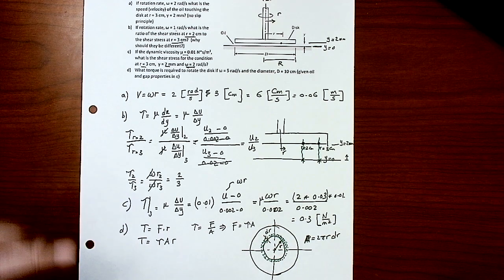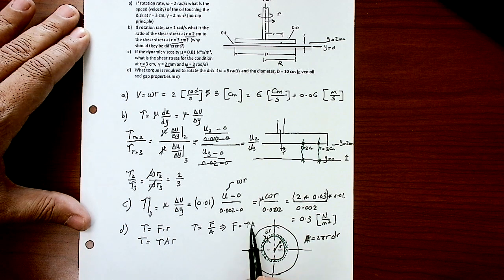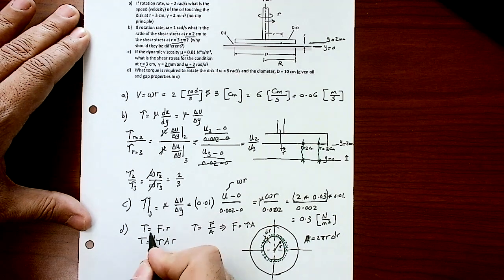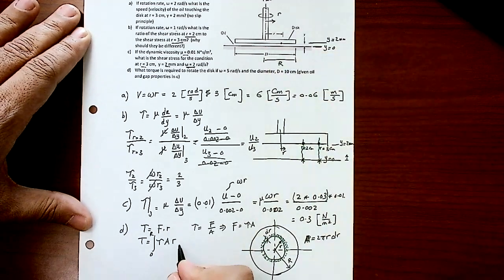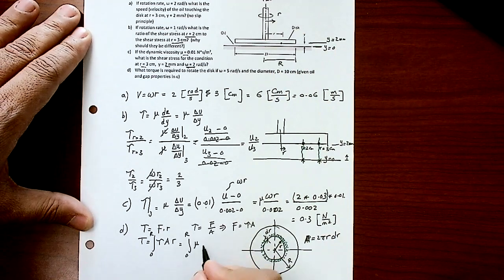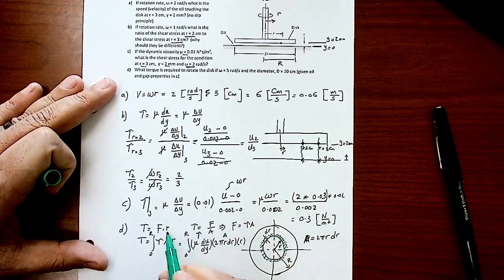To get the actual value of the torque here, since tau is a function of r, and the force will change with the position, I need to integrate that from 0 to R capital, whereas R capital is the outside radius of the disk. So it's going to be integration from 0 to R. Tau now is going to be mu du by dy, that's tau, times the area, 2 pi r dr, then times r. That's the area, that's the r that came from the torque equation, right?